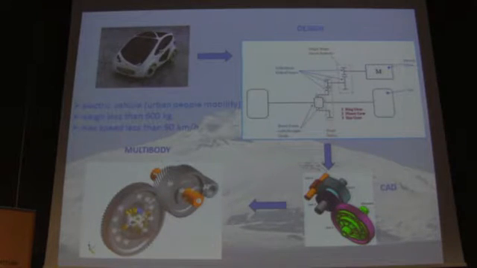Multi-body here. You can see the multi-body model. The vehicle has a weight less than 600 kilos, and the max speed is 90 kilometers per hour. This is an urban car.